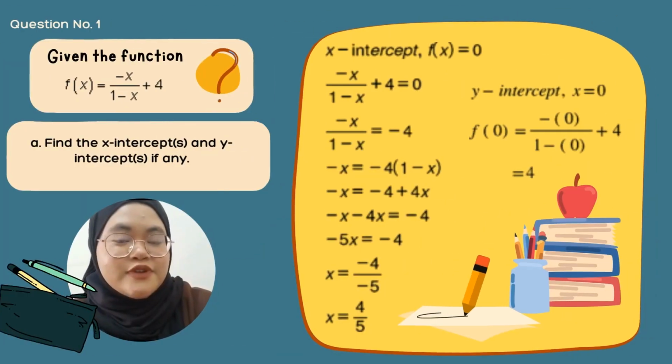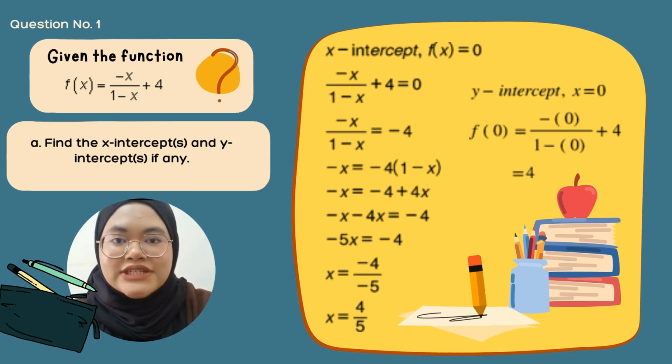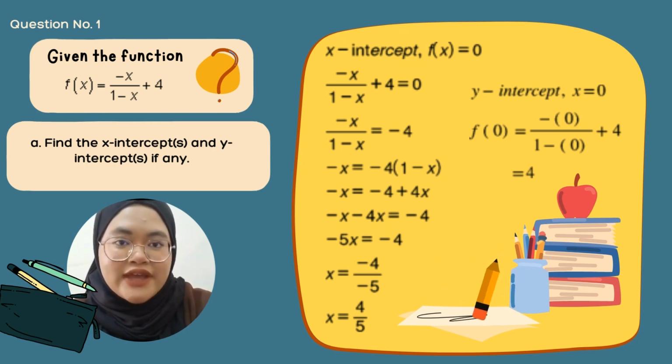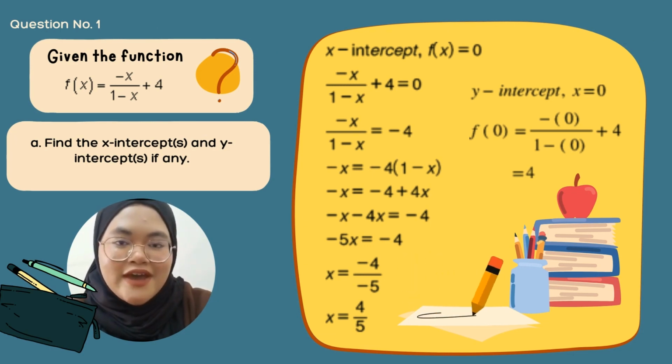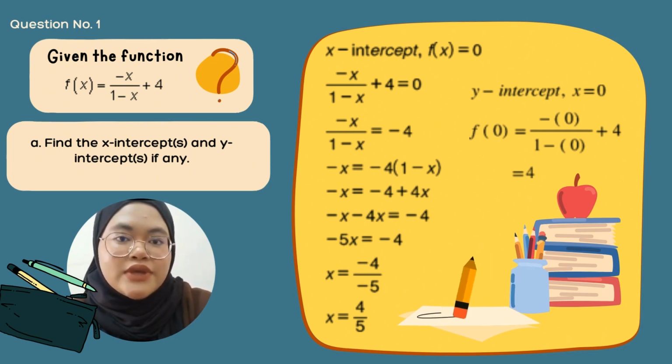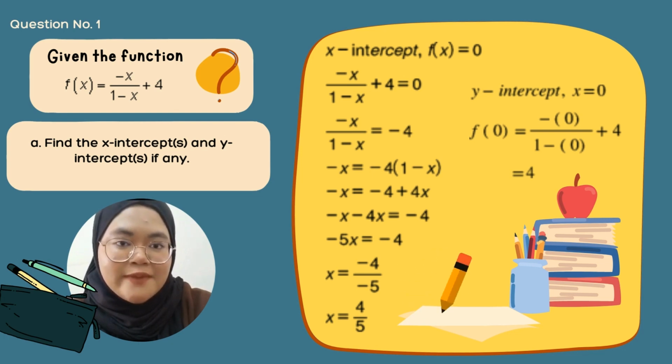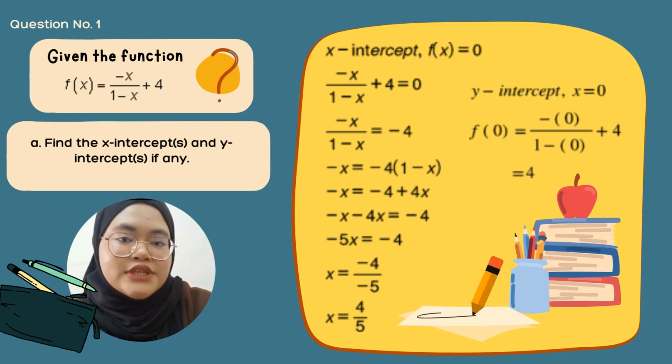So, let's move to the first question. Given the function f(x) equals negative x over 1 minus x plus 4, find the x-intercept and y-intercept. To find the x-intercept, f(x) equal to 0. So, negative x over 1 minus x equal to 4, and we calculate until we get 4 over 5 for x-intercept. For y-intercept, substitute 0 into the x, so y is equal to 4.